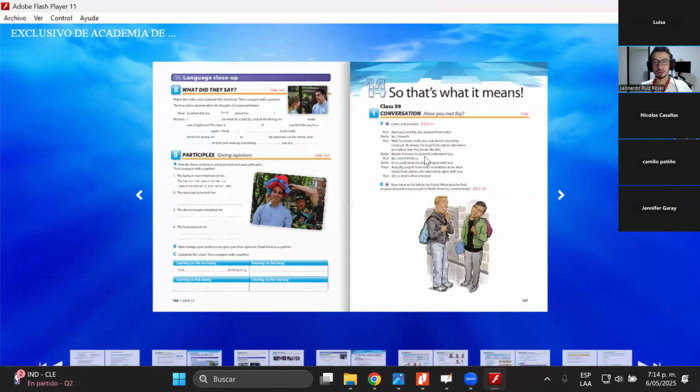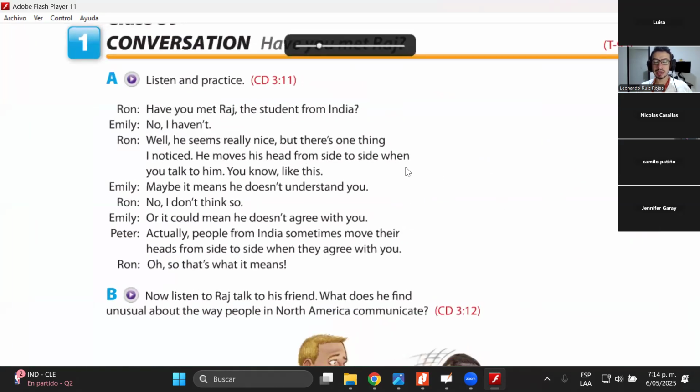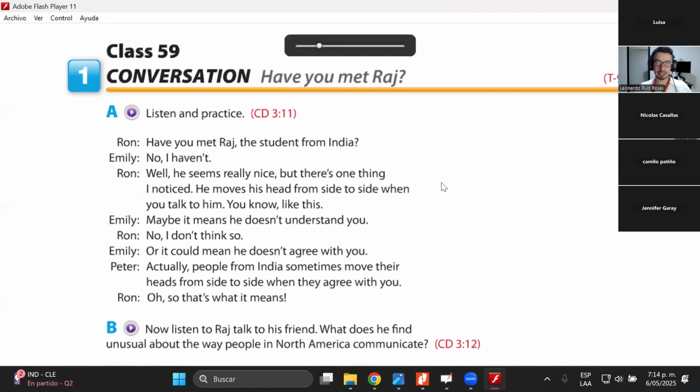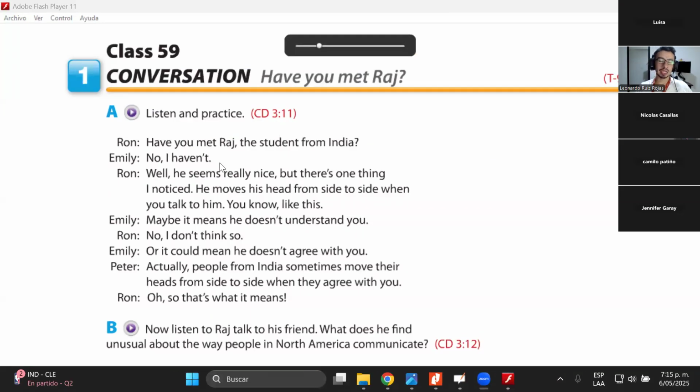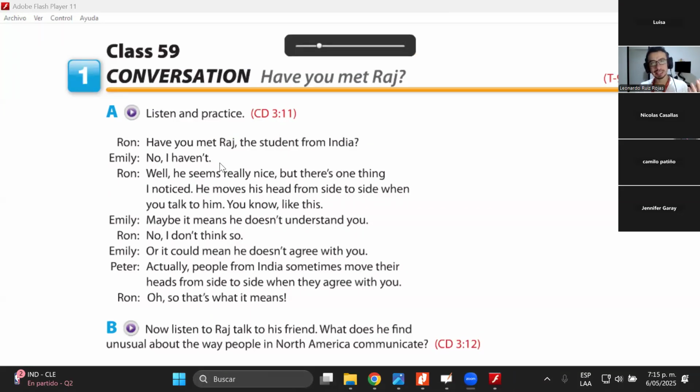Ready, guys? So we're going to listen to what the meaning of this gesture is for the people from India. Ready? So let's listen to this conversation. Well, anyway, the script is here on the screen, so you can check it out. But let's listen and then you tell me what the meaning of this sign is for the people in India. Okay?